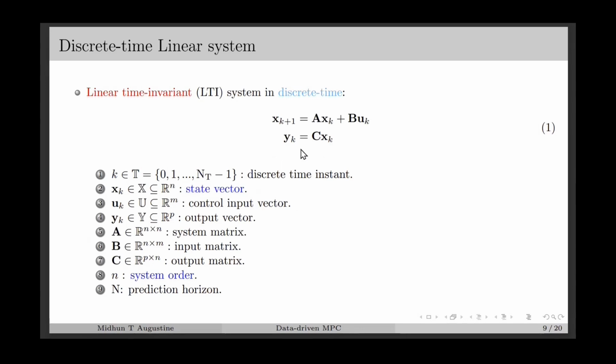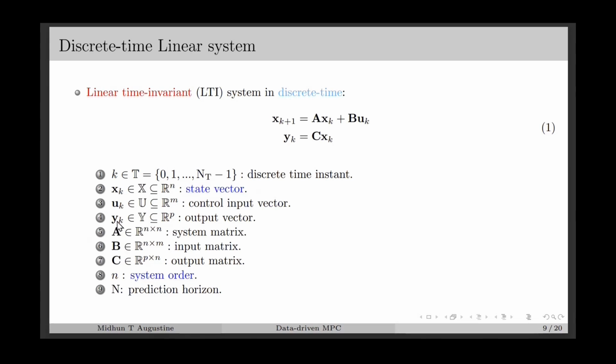In the case of linear MPC, the predicted behavior of the system will be represented using a linear state space model in discrete time as in equation number 1, where k is the discrete time instant and capital N_T is the number of time instants we will apply the control input to the system, which you can also call the time horizon. x_k is the state vector at time instant k, and this set X denotes the constraint set for the state x_k, which can be considered a subset of the n-dimensional space. u_k is the control input vector at time instant k, which comes from a constraint set U, a subset of R^m.